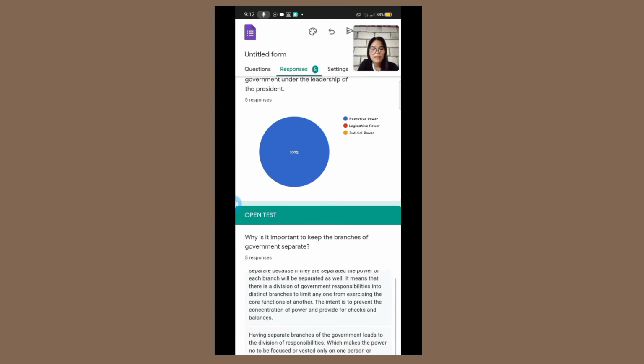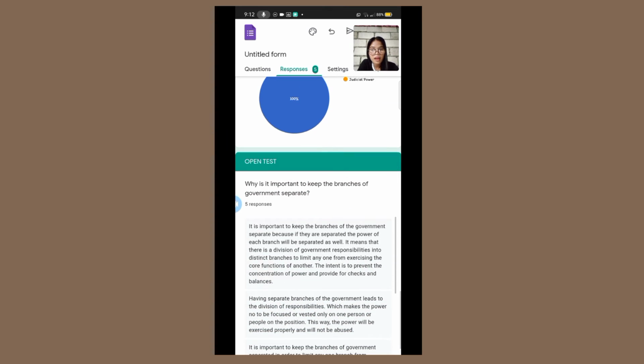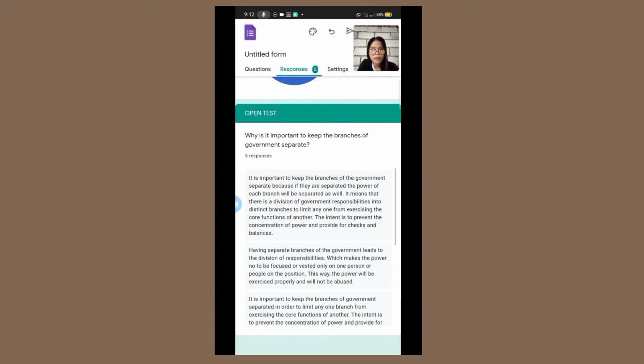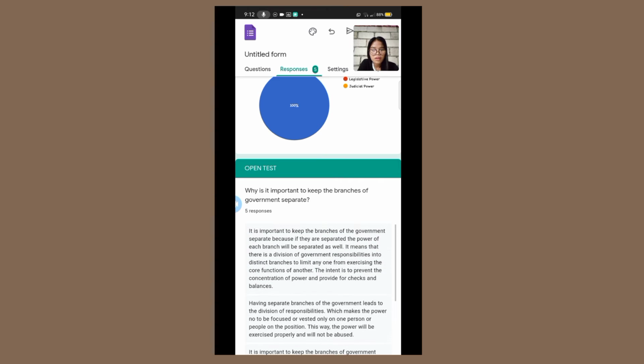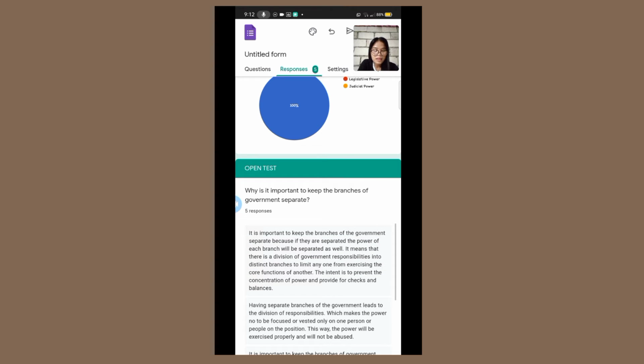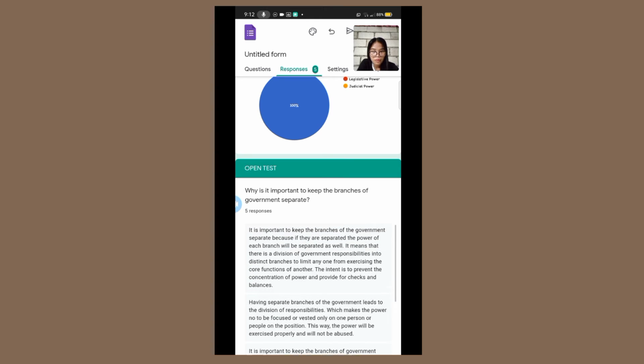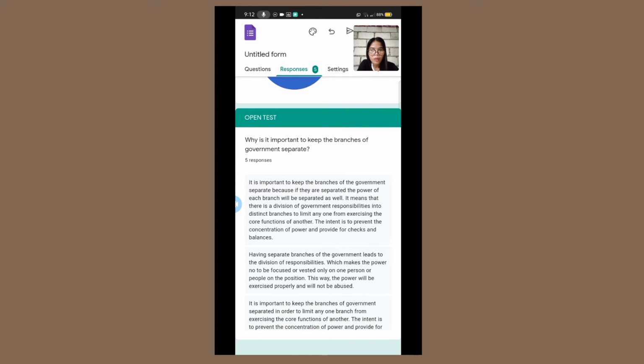So now let's proceed to the alternative or authentic assessment. And I chose the open test, in which it requires the student to provide responses that show how well they understand the course or the topic. So my question is, why is it important to keep the branches of government separate?